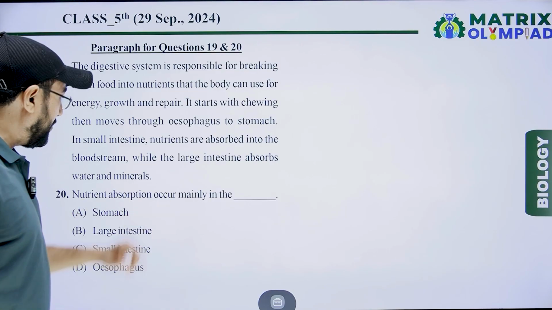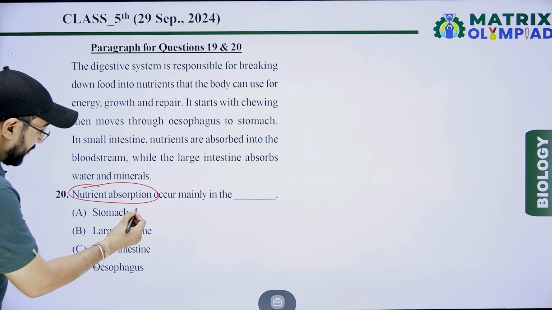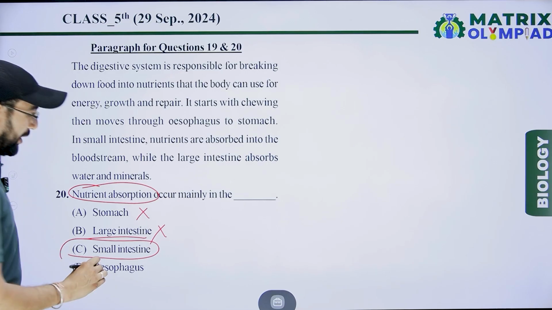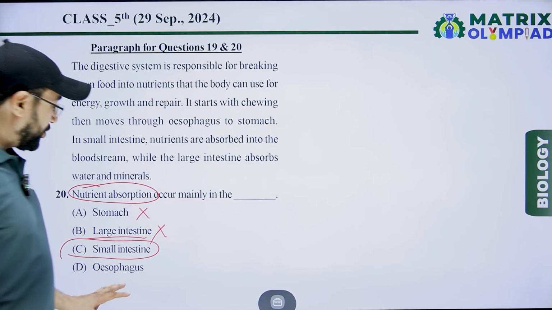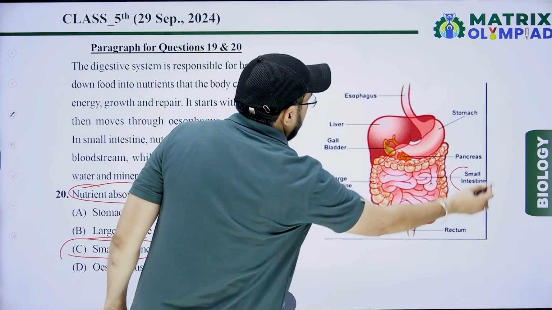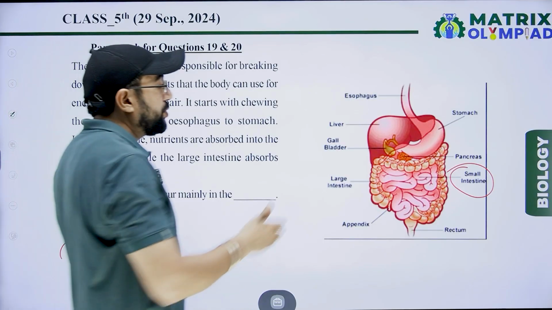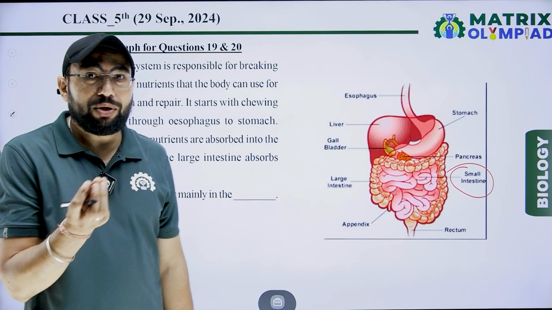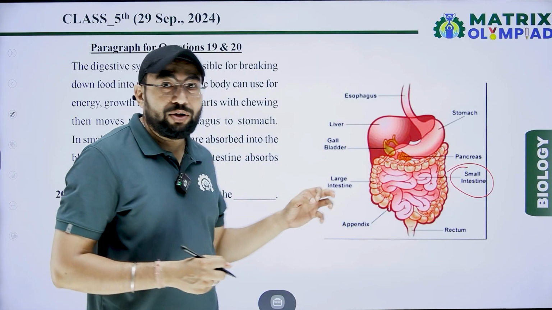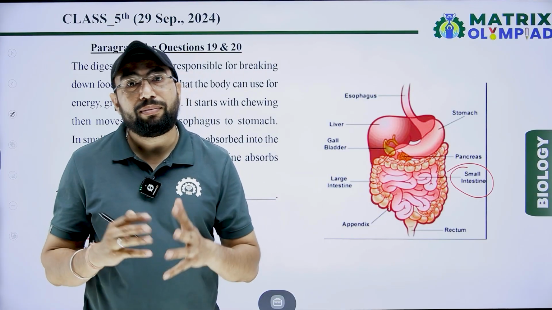Next, nutrient absorption occurs mainly in which organ, according to the paragraph? Stomach, no. Large intestine, no. Small intestine, mainly in the small intestine. So our right answer is small intestine for nutrient absorption mainly. But in the mouth some nutrients like drugs are absorbed, in the large intestine water and minerals, and in the stomach only alcohol. So small intestine is the correct answer for all nutrients.